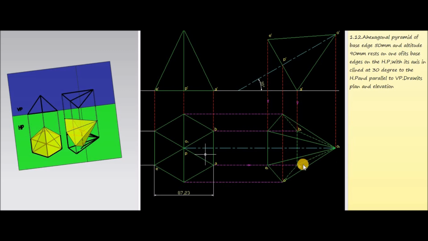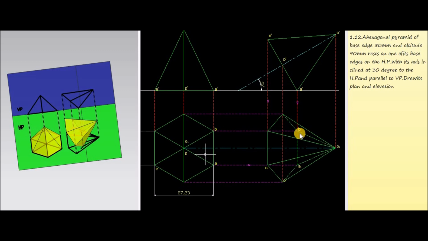That means the joining line of A and A dash will give A1. Similarly, the joining line of B and B dash will give B1. Then E and E dash will give E1. Now join all these corners. Again we will get the vertex here. For that, join O and O dash, and it will be O1. Now join all the base corners, then again join the base corners to the vertex.